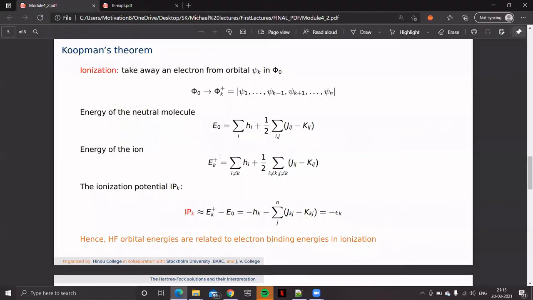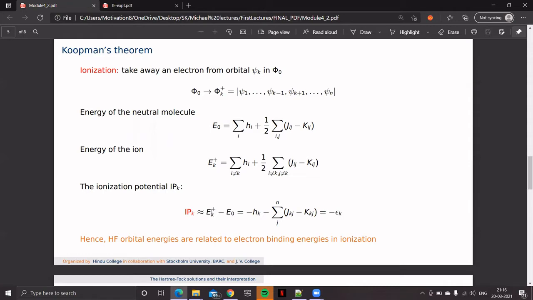In module 4 theory lecture, there was discussion on Koopman's theorem, where we had discussed the physical significance of the orbital energies obtained from the Hartree-Fock theory. According to Koopman's theorem, the negative of the orbital energy is the measurement of how much energy is required to remove electron from that particular orbital. So Hartree-Fock orbital energies are related to electron binding energy in ionization. It means the negative of the energy of the highest occupied molecular orbital should be approximately equal to the ionization potential. Let's see, in the last lab session, we used nitrogen molecule.